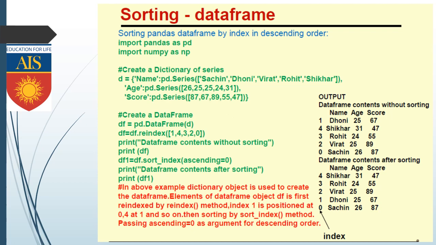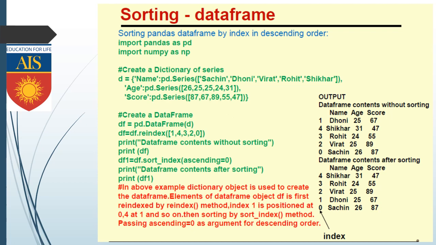Over here df1. On the right-hand side we have the output, the first one for without sorting and the second one after sorting. In the above example, a dictionary object is used to create the data frame. Elements of the data frame object df are first reindexed by the reindex method.